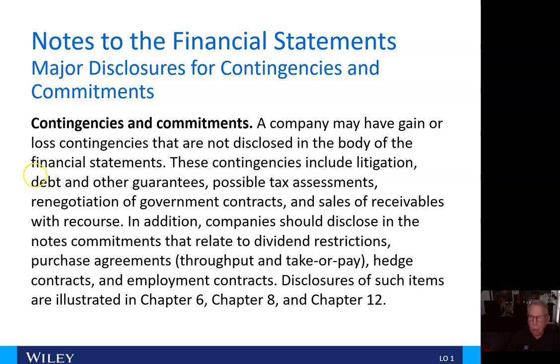In addition, companies should disclose in the notes commitments that relate to dividend restrictions, purchase agreements, throughput and take or pay, hedge contracts, and employment contracts. Disclosures of such items were illustrated in chapters 6, 8, and 12.